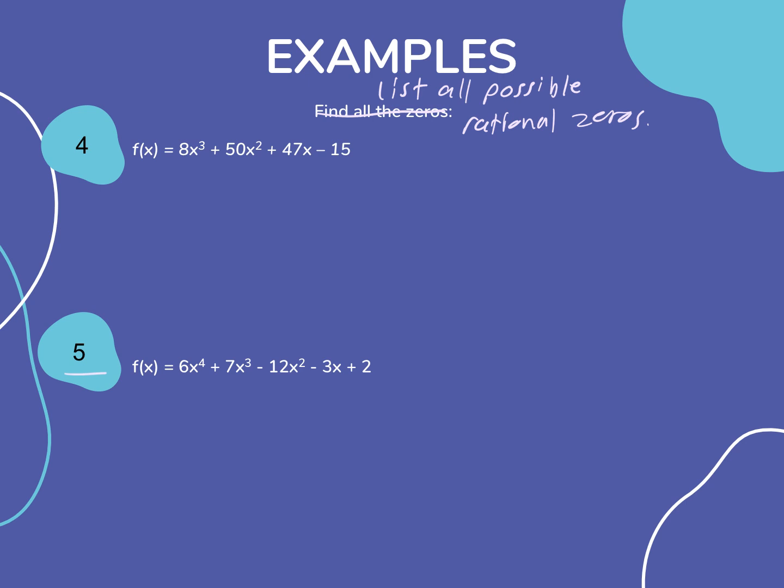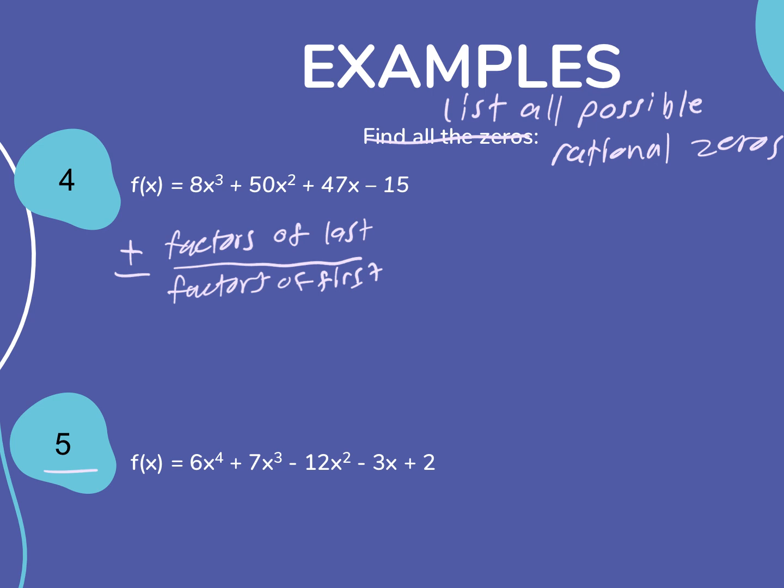All right, and that was plus or minus factors of the last over the factors of the first. And factors of your last term, you see, is a negative 15. We can just use factors of 15 because we have a plus or minus out front. We're going to have positive and negative. So it doesn't really matter, right?